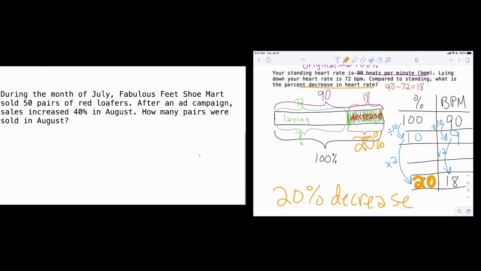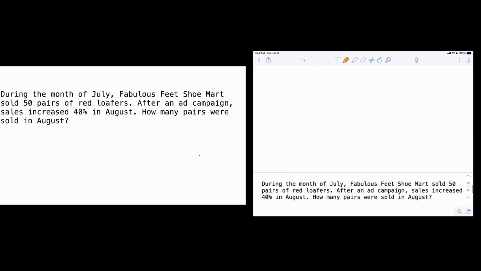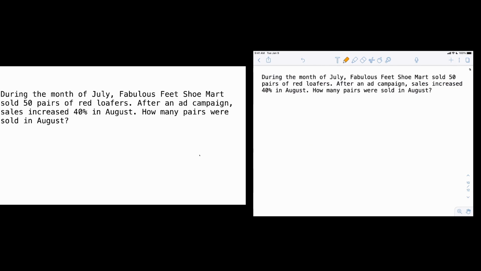All right, we have during the month of July. There we are. During the month of July, Fabulous Feet Shoe Mart sold 50 pairs of red loafers. After an ad campaign, they increased 40% in August. How many pairs were sold in August?